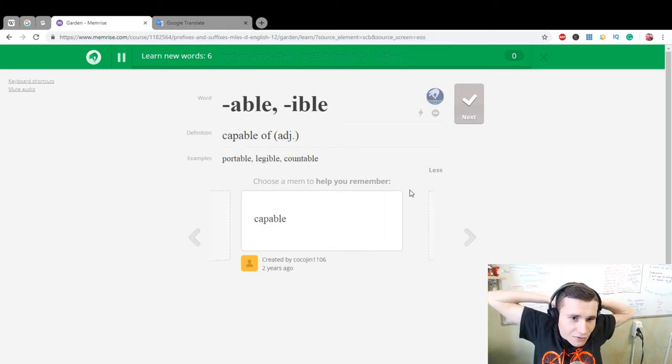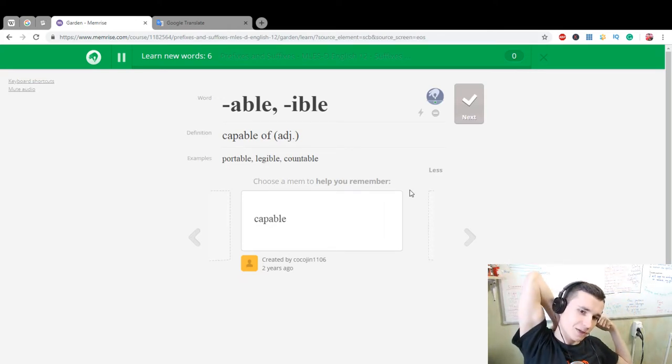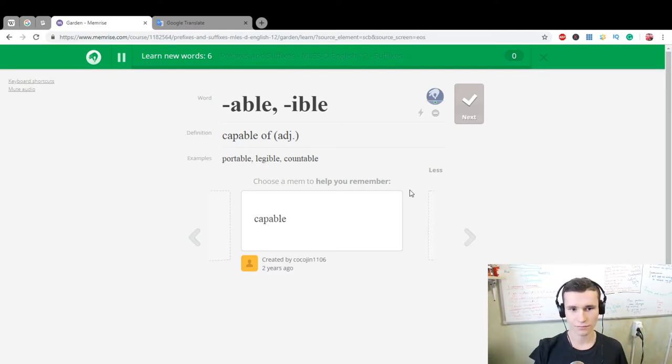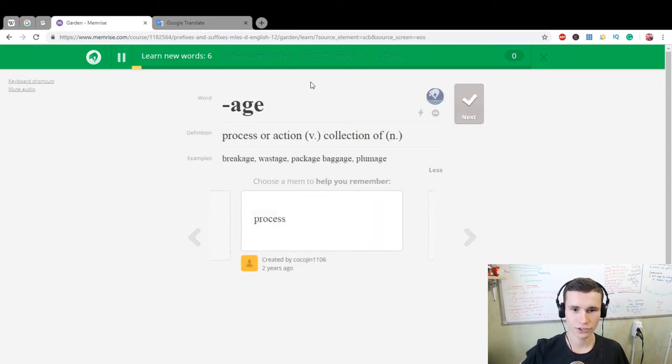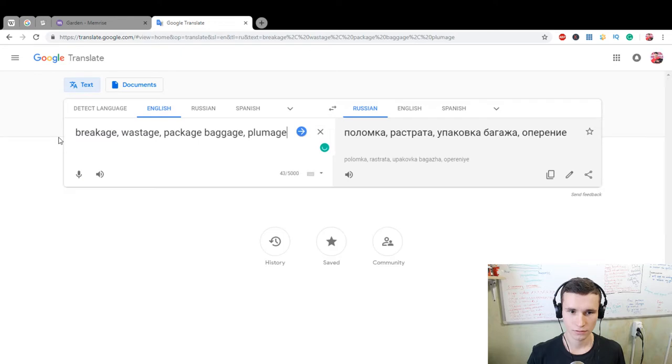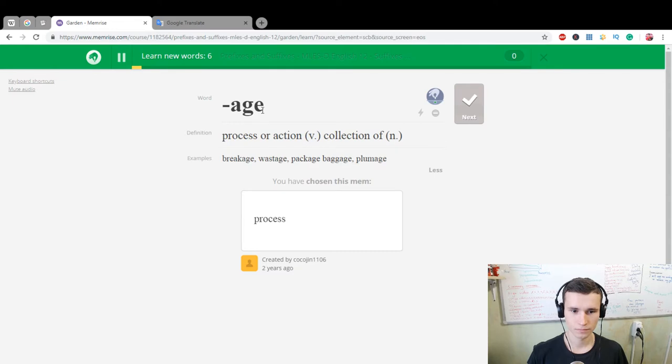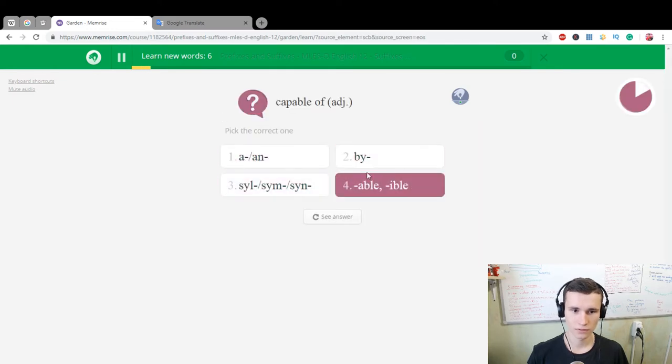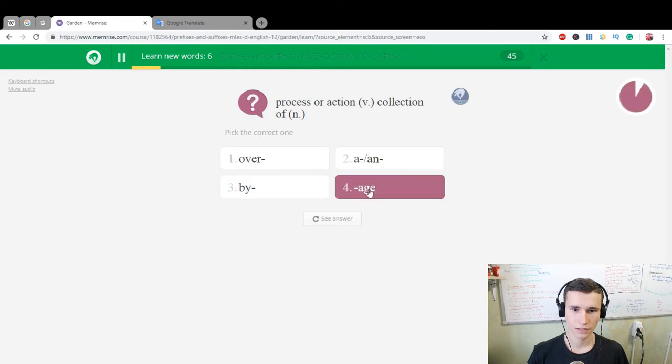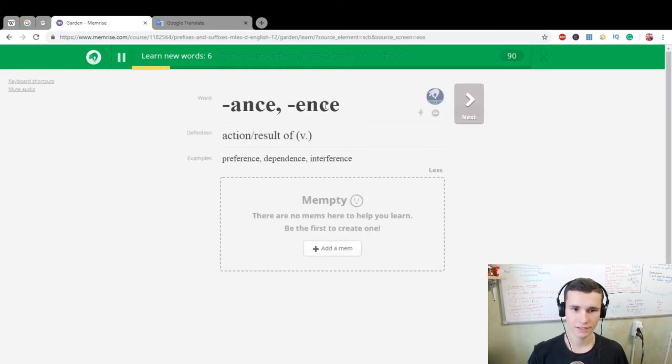Able: capable of. Portable, legible, countable. Age: process of action, collection of. Breakage, wastage, plumage, package. Okay. Capable of: able. Age, ace, ends, ins.